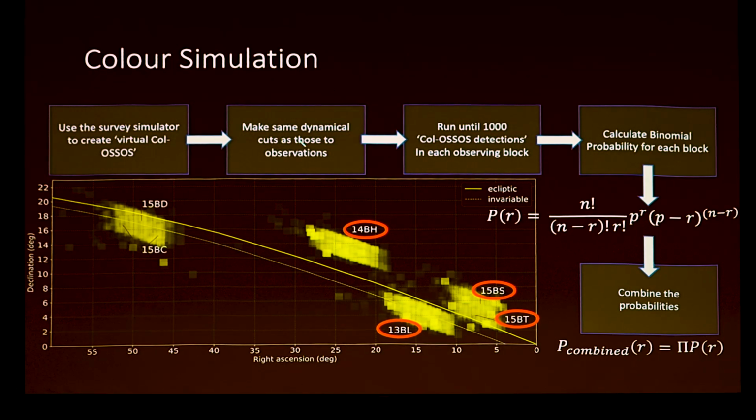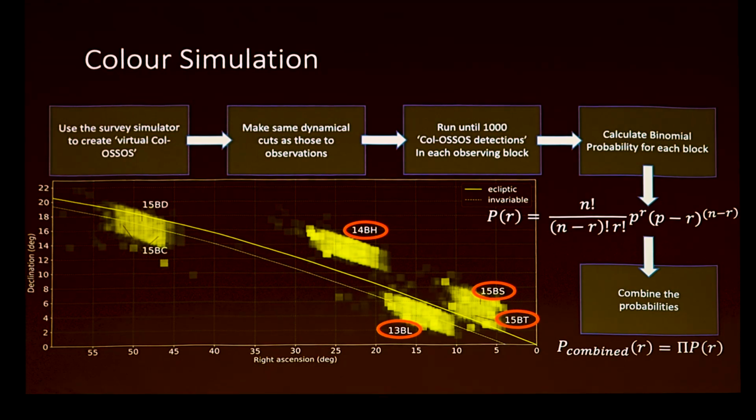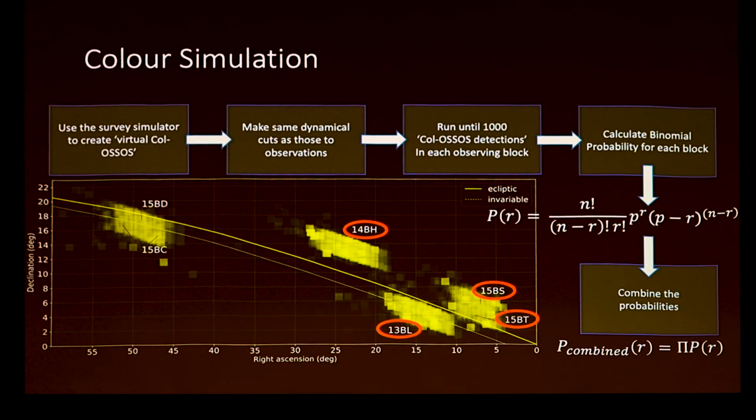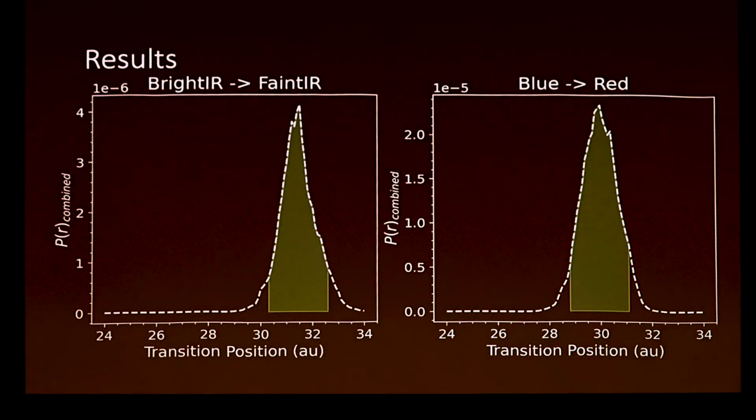And then make sure that we only have objects brighter than 23.6, which is again the same limit as Colossus, and the same dynamical cuts, so just essentially making them as similar as we physically can. We run until we have lots and lots of detections in each observing block, calculate some probability of this particular simulation matching the observed colors from Colossus, and then make a combination of all of this together. And so you can see an example here of what that might look like.